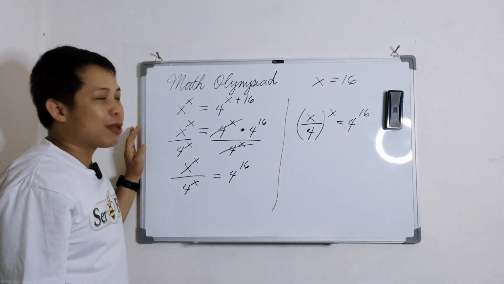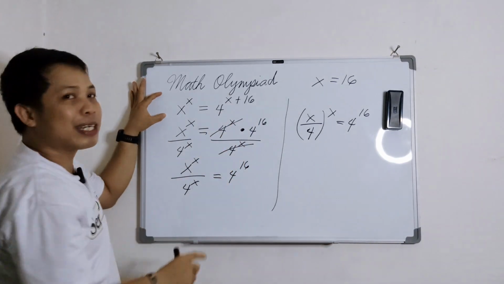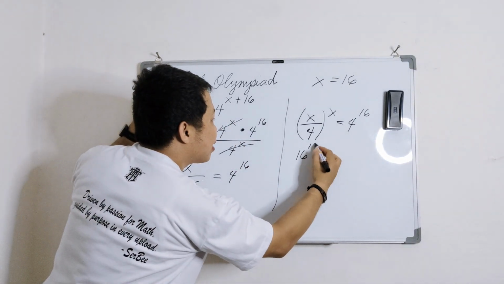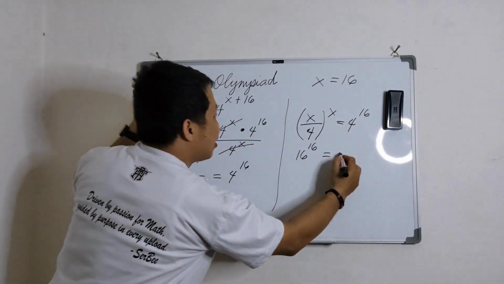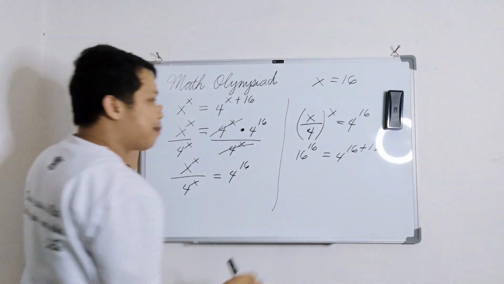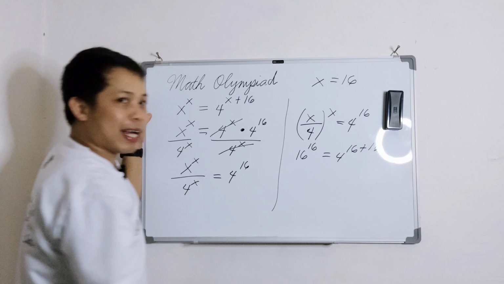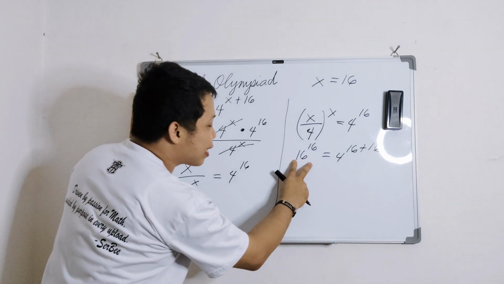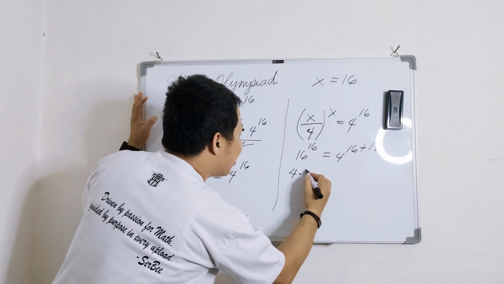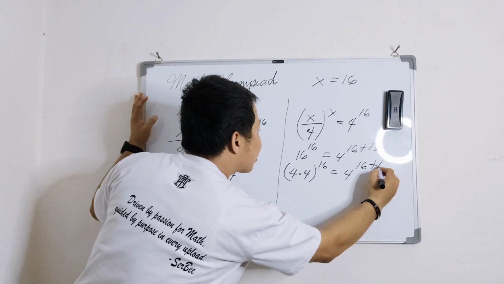Let us prove if that is really the correct answer. Now, let us use the original equation. x raised to x, 16 raised to 16 equals 4 raised to x, and that is 16 plus 16. Okay? So let us prove that this left side is equal to the right side. We know that 16 is equal to 4 times 4, right? So (4 times 4) raised to 16 equals 4 raised to 16 plus 16.